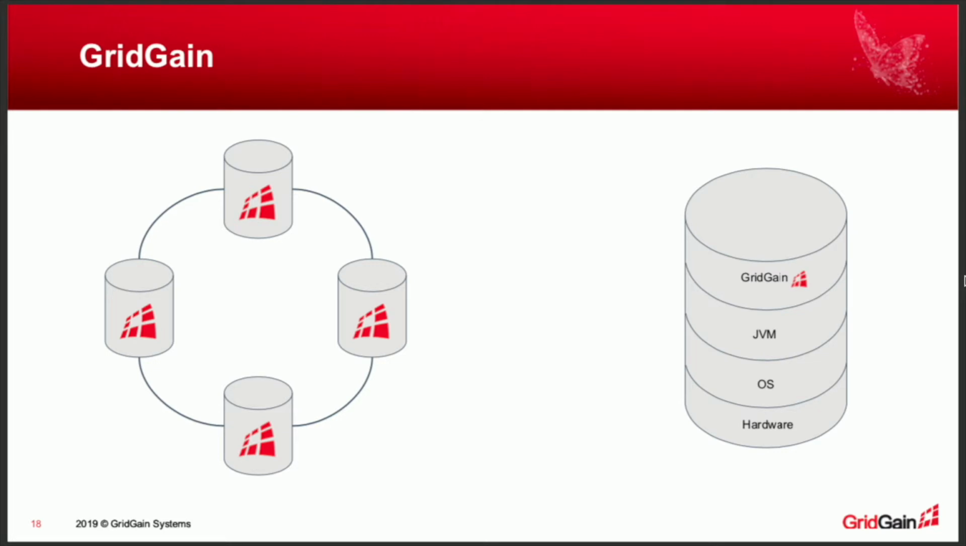GridGain is a data storage, so it works with, first of all, memory and CPU. Also, it works with disk, and like any distributed system, it needs network. So the same approaches also are applied here, but we can look into the specific processes that happen inside GridGain.